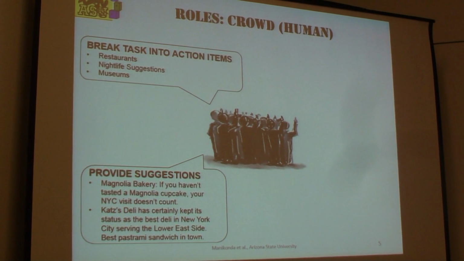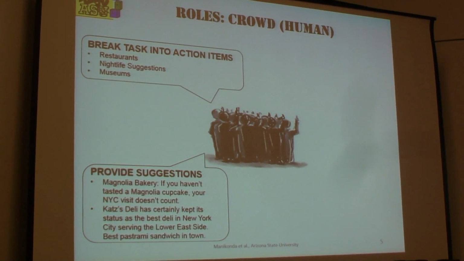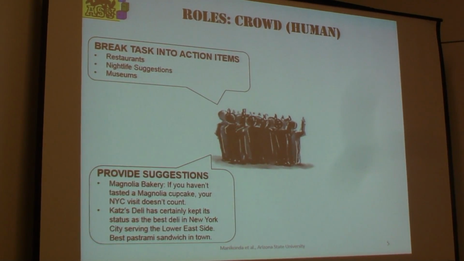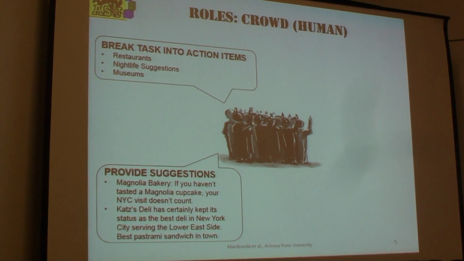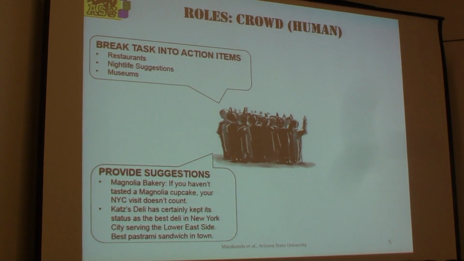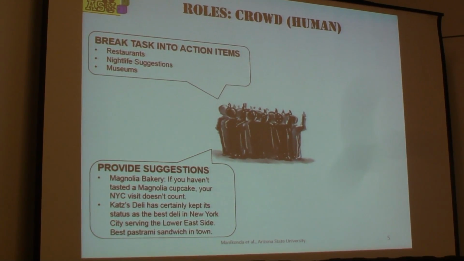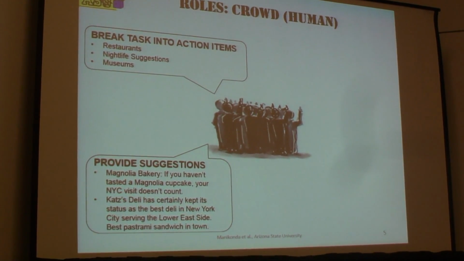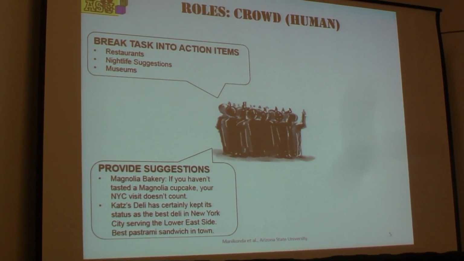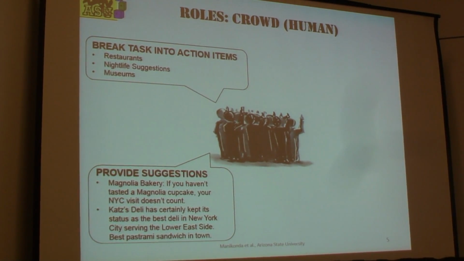They can also provide specific suggestions in aid of some of those sub-goals. So if you look at the restaurants and food sub-goal, for example, maybe they'll suggest specific restaurants that you want to visit. And again, this is information that's coming from the crowd. They don't necessarily have to be experts. Instead of Magnolia Bakery, they could easily suggest Burger King. There's nothing to stop them from doing that.